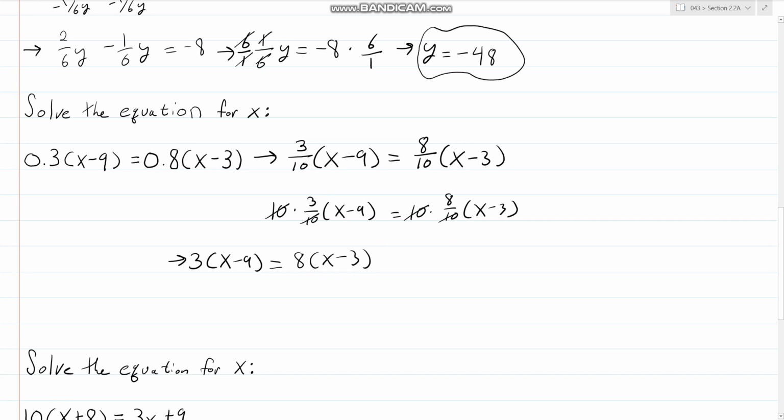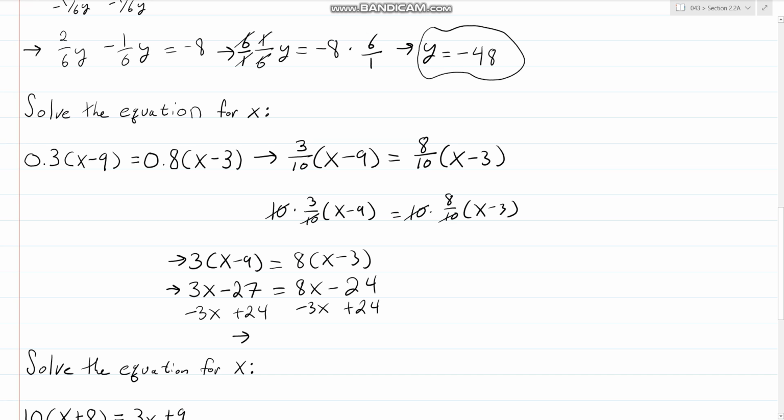And this idea of getting everything over the same denominator and then multiplying by that denominator is a really helpful skill to have, especially in the coming parts of the lecture. So 3 times x, 3x minus 27 equals 8x minus 24. All right, so I need to put the x's together and I need to put the numbers together. And I think the way I'm going to do that, I like to solve for the positive x. So I'm going to subtract 3x on both sides, and I'm going to add 24 to both sides. And that way, I'm able to solve for a positive x.